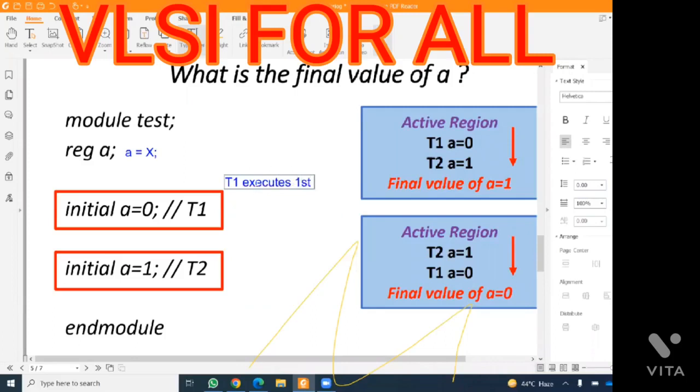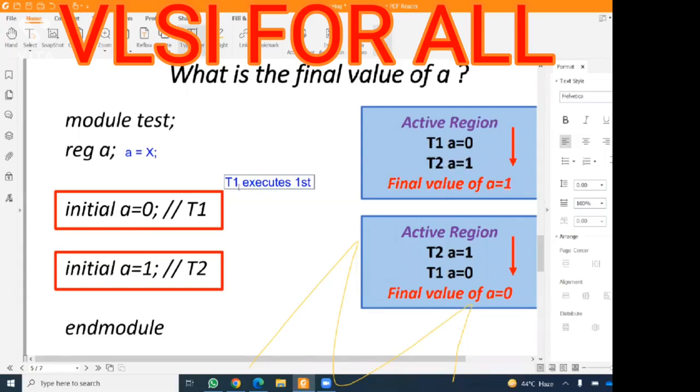So if T1 is executing first, T1 will assign its value, that is A equals 0, right? If T1 wins, T1 will assign 0 to A. Now, after T1, T2 will execute, and T2 will assign 1 to A. So if we put a display, we will get 1 because T2 assigned A to 1 last. This A is having 1. In this case, we got a 1.